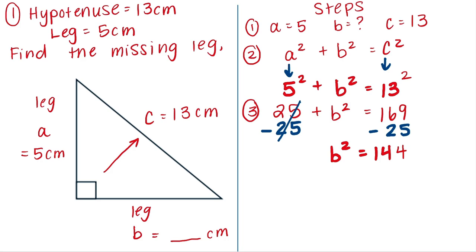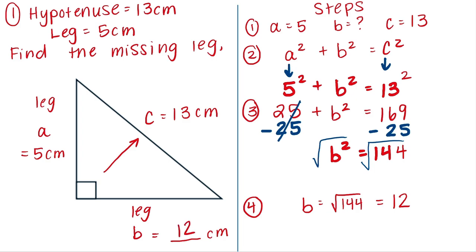So my final step to get B instead of B squared, to get rid of that squared, the opposite operation of squared is the square root. So I'll square root both sides because the square root of B squared is B. So my B should be equal to the square root of 144. If I put that into my calculator, it is 12, because 12 squared is equal to 144. So my final answer is that missing leg is 12 centimeters. So my triangle is 12 centimeters wide, 5 centimeters tall, with a 13 centimeter hypotenuse.